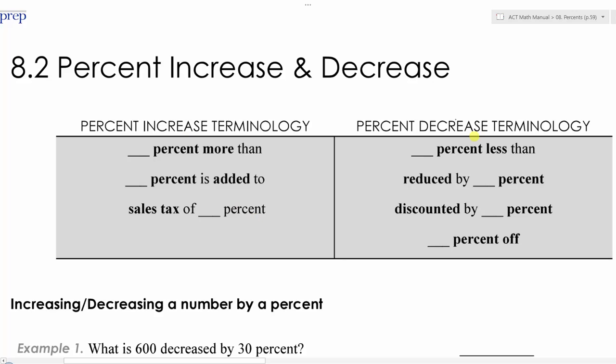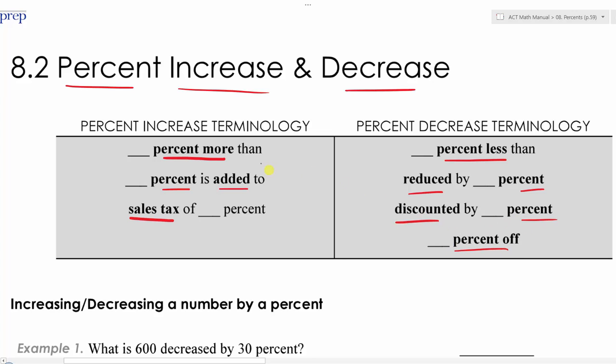Now, percent increase, decrease, things get a little bit more complicated here, possibly for some students. Percent increase terminology. So anytime you see a question that says percent more, percent added, or even a question that involves sales tax, percent decrease, percent less, reduced by a certain percent, discounted by a certain percent, all of these words over here indicate that you're dealing with a percent increase. All of these guys indicate that you're dealing with a percent decrease.